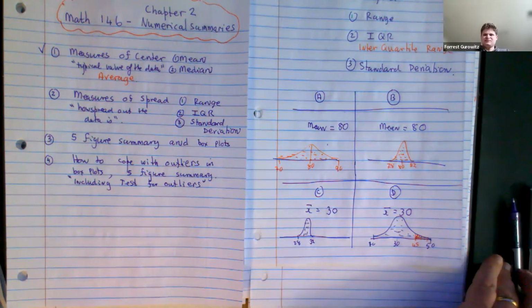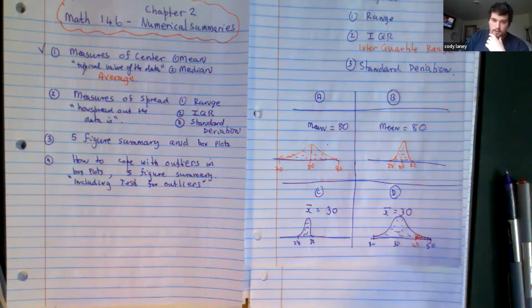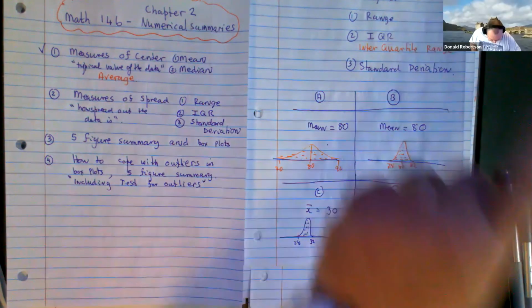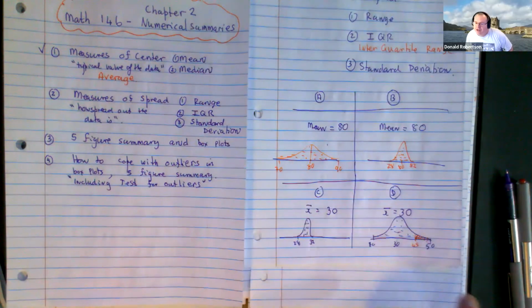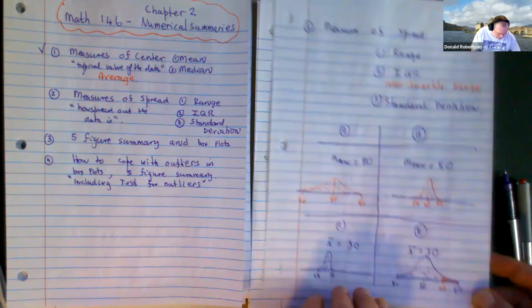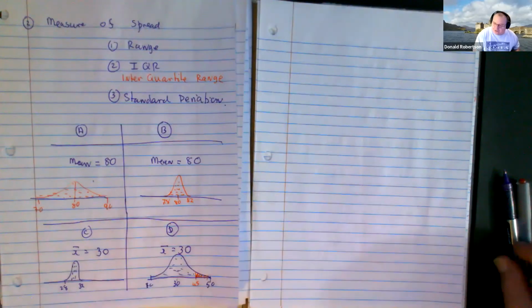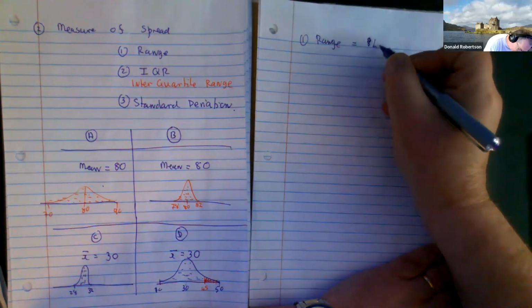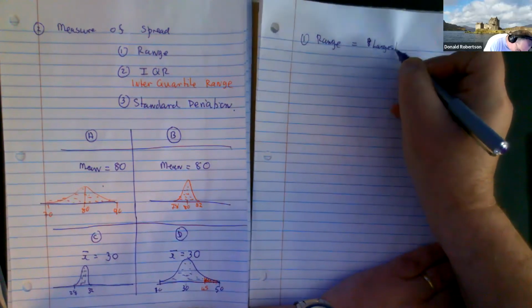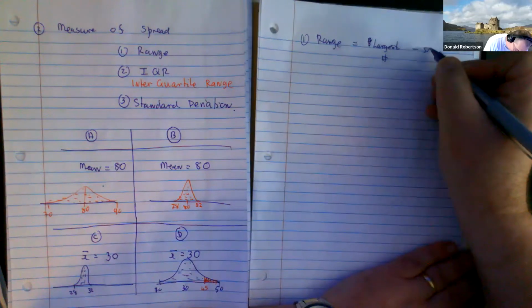Called range then? Is this range? Range is one of the measurements of that, yes. There are actually 3 numbers that do the same job. One is called range, one is called the interquartile range, and the third one is called standard deviation. So let's show you how you calculate those guys, right? First one is range. And its formula is basically, I was going to call it biggest, but I'll call it largest. So it's the largest number, take away the smallest number.